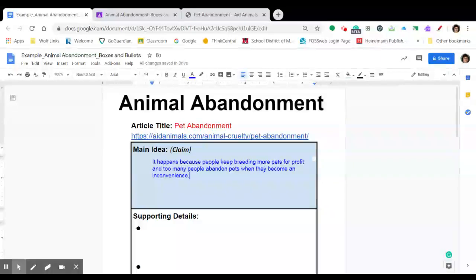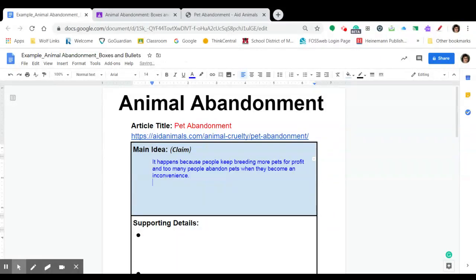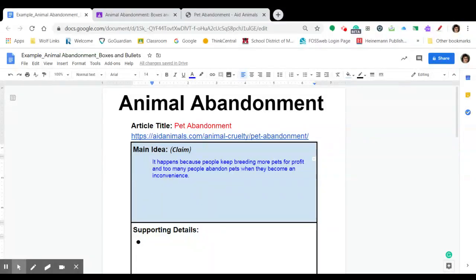So now I really need to put this in my own words, though. So if I go down a little bit, what are they trying to teach us? Let's see here. We have, it happens because people keep breeding more pets for profit, and too many people abandon pets when they become an inconvenience.